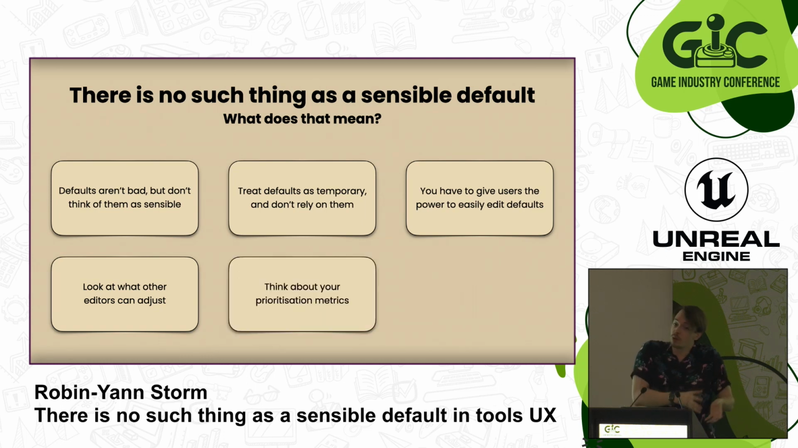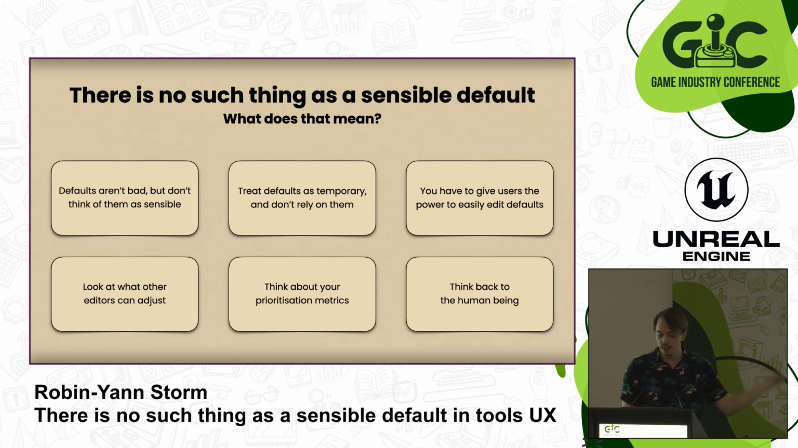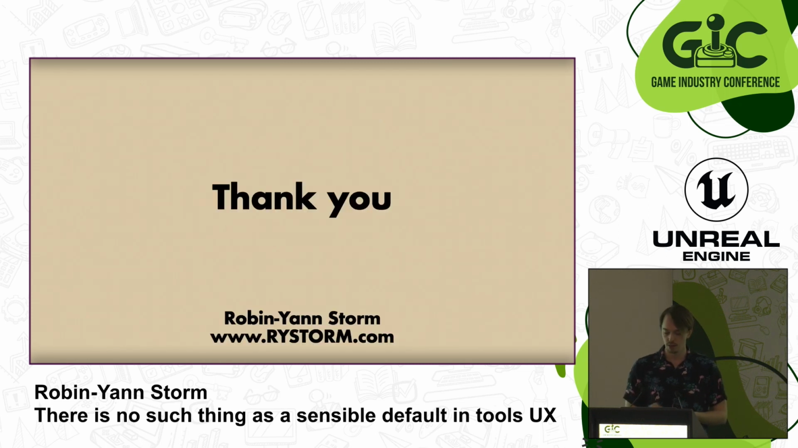And think about your prioritization metrics. Are we prioritizing tools in the correct way? And again, think back to the human being. Because in the end, we're all human beings using these tools. It's important for all of us to have a good workflow, but also a happy workflow. Thank you very much.